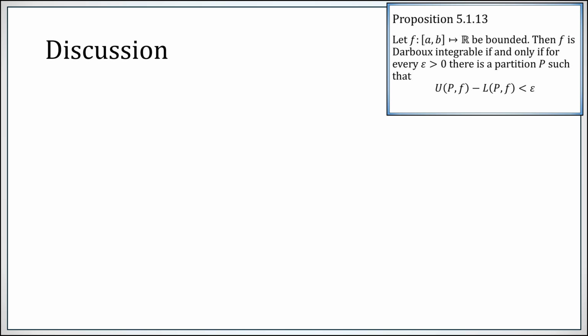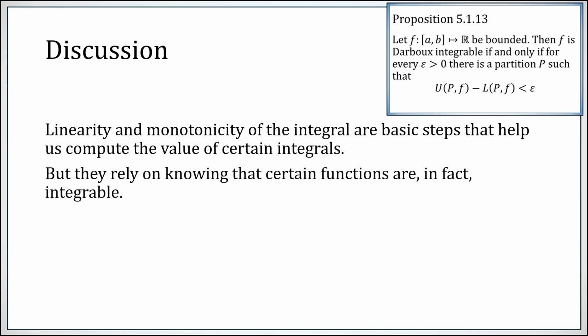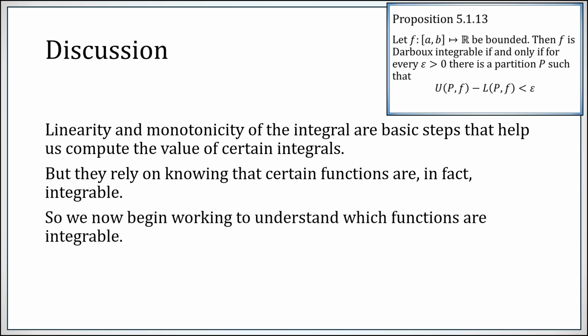So let's think back and remember Prop 5.1.13. If you have a bounded function on the interval from a to b, f is Darboux integrable if and only if, for any positive epsilon, there is a partition P where the upper and lower sums differ by less than epsilon. So linearity and monotonicity of the integral are basic steps that help us compute what the actual value of certain integrals is, but they rely on knowing that certain functions can in fact be integrated. So we're now going to work to understand which functions are integrable, and that proposition is going to be our main tool. We can establish a function is integrable if we can show that there are partitions whose upper and lower sums differ by arbitrarily small amounts.